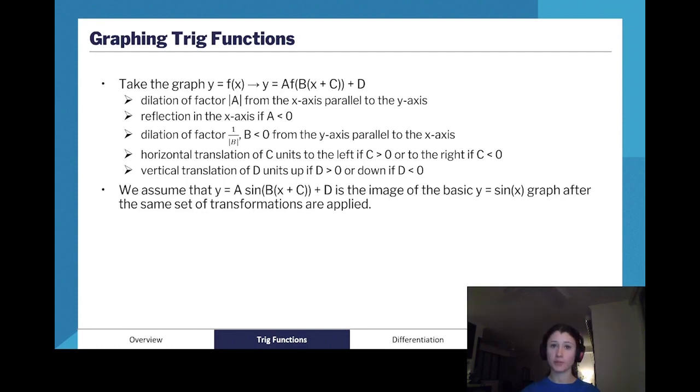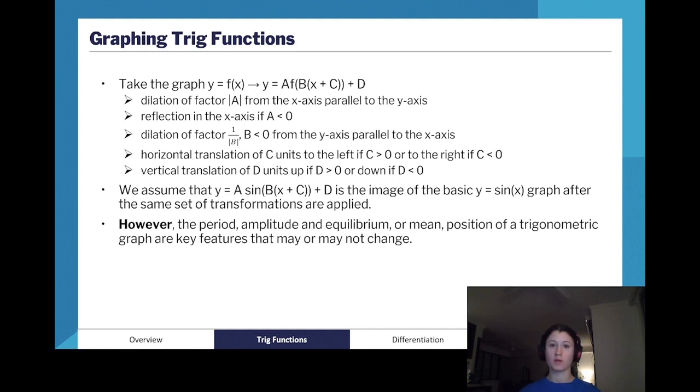So, we basically assume that our function y equals a sine of b, then in brackets x plus c, plus d, is the image of the basic y equals sine x graph after the same set of transformations are applied. What this essentially means is that most of the time we can look at the translations occurring, A, B, C, and D, and apply them to our basic y equals sine x graph to get our graph.